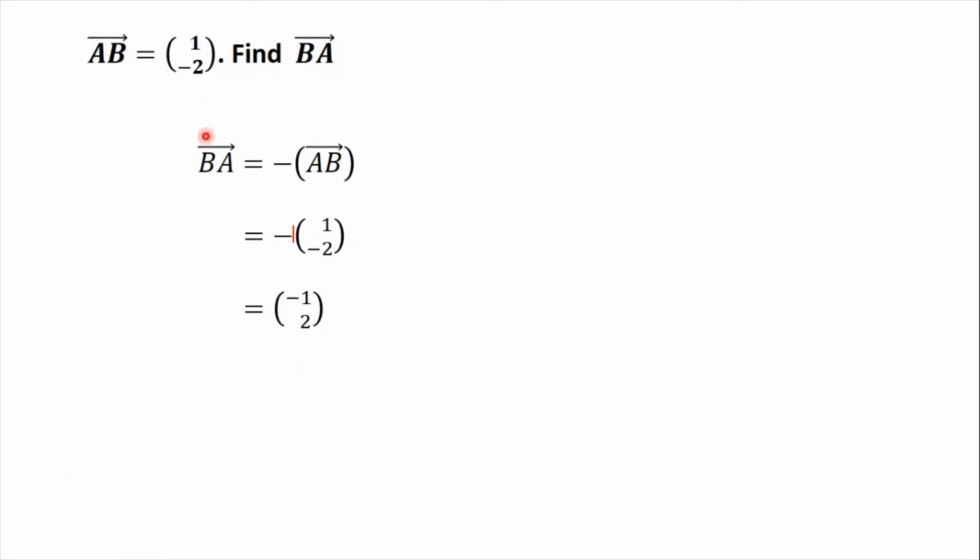So if you have a vector and you want to find its inverse, all you need to do is multiply the X component by minus 1 and multiply the Y component by minus 1. The new vector that you have is the inverse of the other vector.